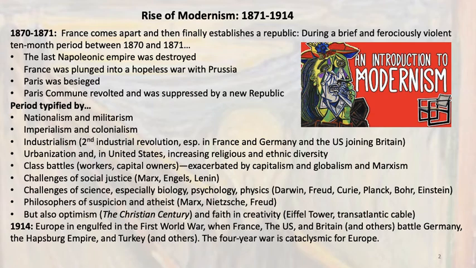A couple of other big things. The growth of industrialization is occurring. This could be considered a second industrial revolution, especially in France and Germany, and you see it in the United States and in Great Britain. You see the growth of urbanization, meaning the concentration of people in urban centers. And that, for the United States, means there's an uptick in religious and ethnic diversity.